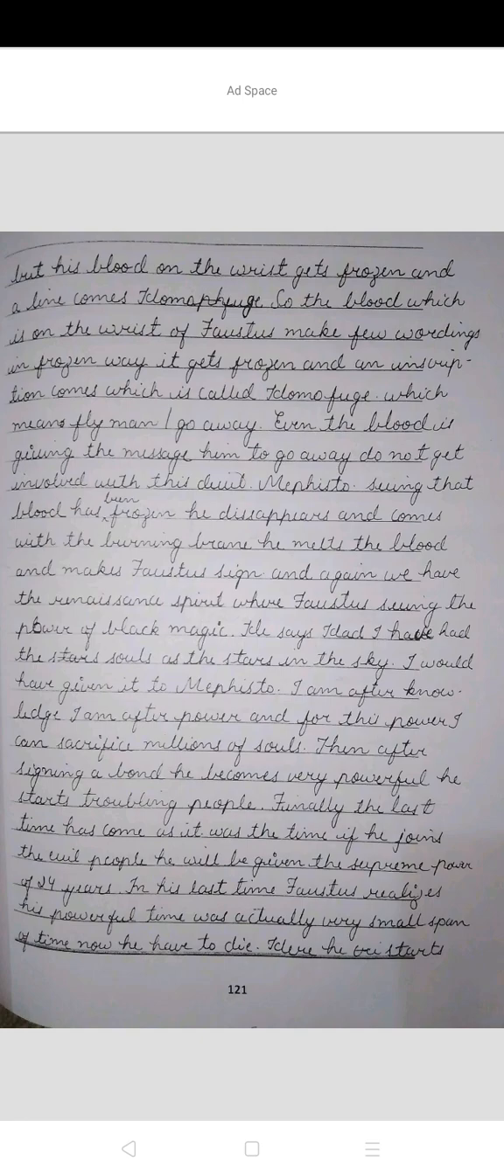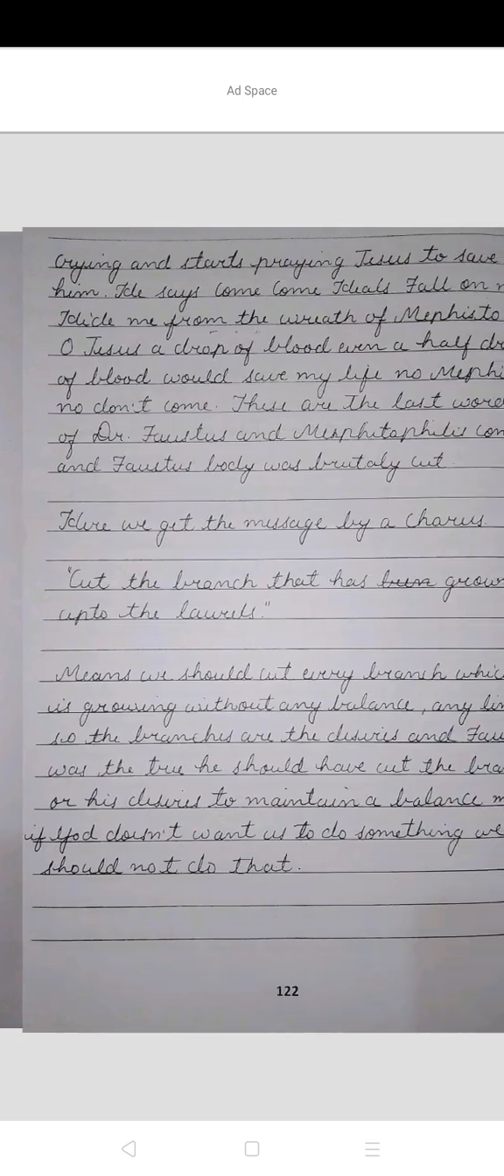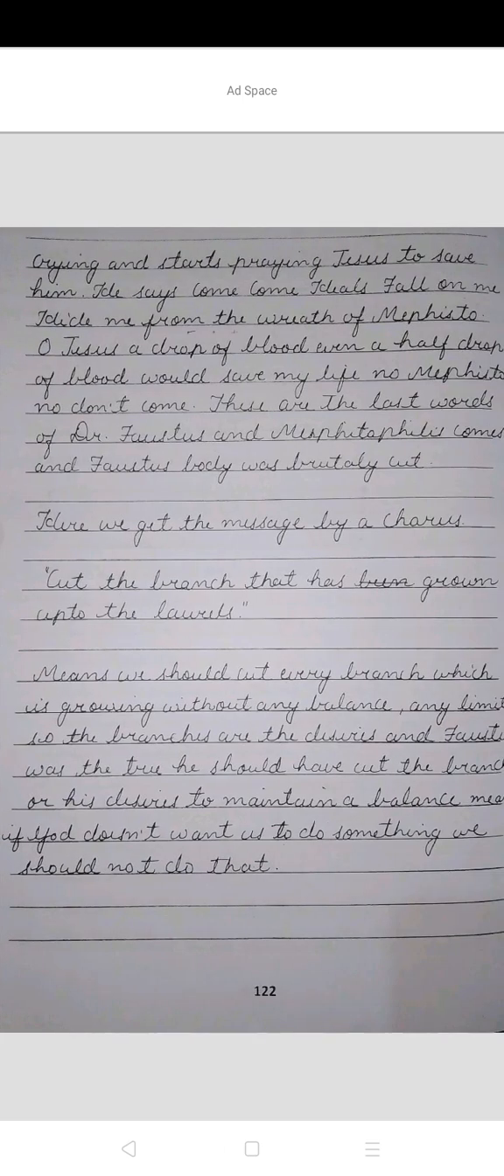Here he starts crying and praying to Jesus to save him. He says, "Come, come, heavens, fall on me, hide me from the wrath of Mephistopheles. Oh Jesus, a drop of blood, even half a drop of blood, would save my life. No, Mephistopheles, no, don't come." These are the last words of Dr. Faustus, and Mephistopheles comes and Faustus' body is brutally cut.